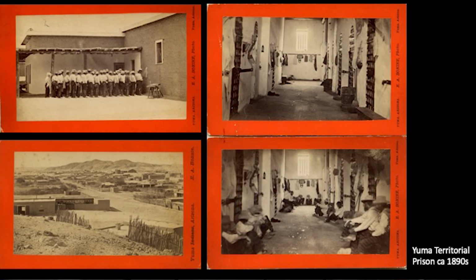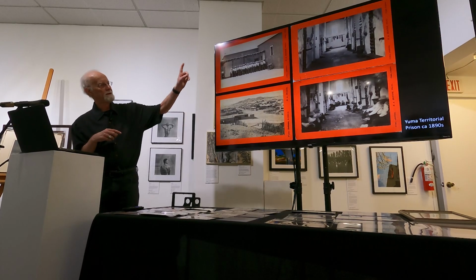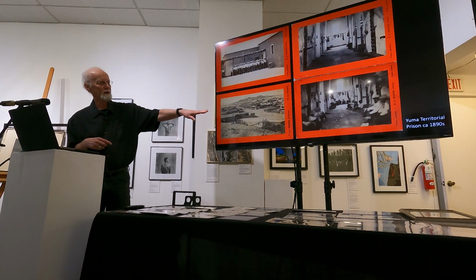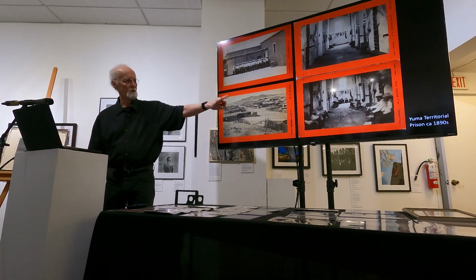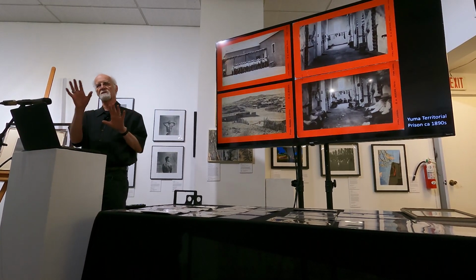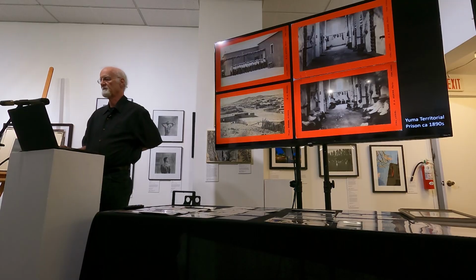These are Yuma, taken by Elias Bonin, another photographer that did a lot of work here. He had a studio in Pasadena and went back and forth. This is the prison, Yuma, from the prison looking out towards Yuma, and the Yuma Territorial Prison, interior without people, interior with people. So kind of an interesting sequence of images.